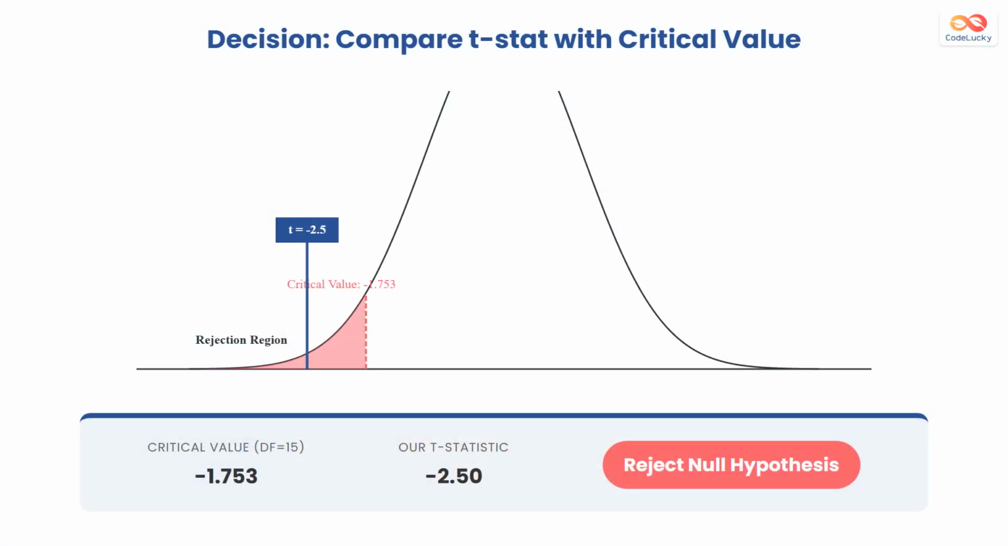To make a decision, we compare our calculated t-value of -2.5 against the critical value for 15 degrees of freedom, which is -1.753. Since our value falls into the shaded rejection region, beyond the critical value, we have sufficient evidence to reject the null hypothesis. The customer was right. The cups are likely underfilled.